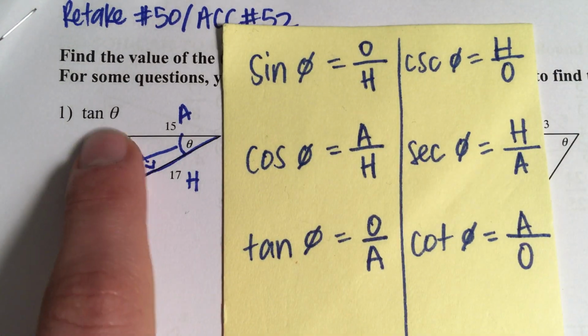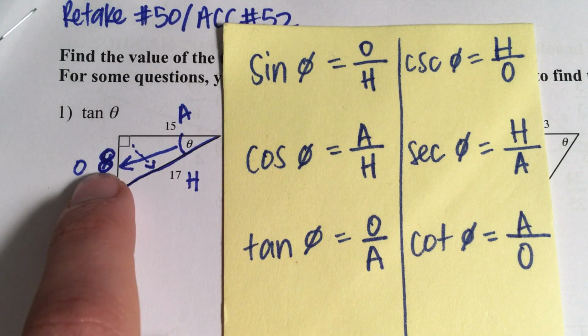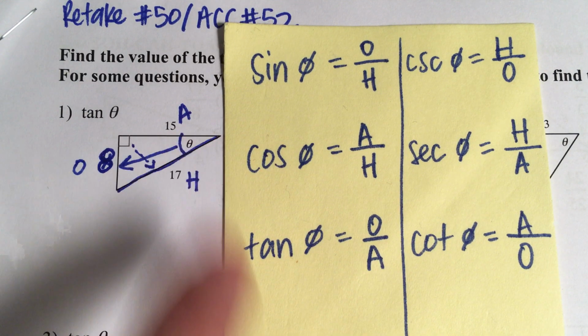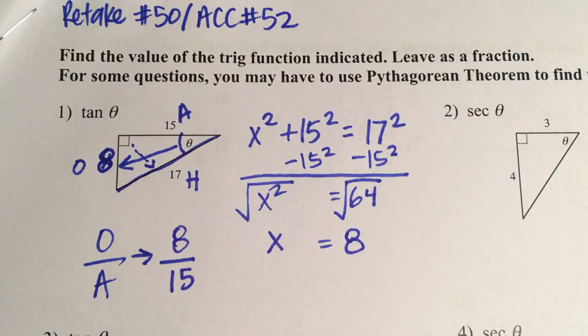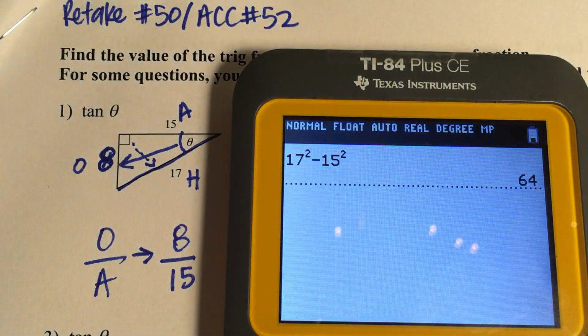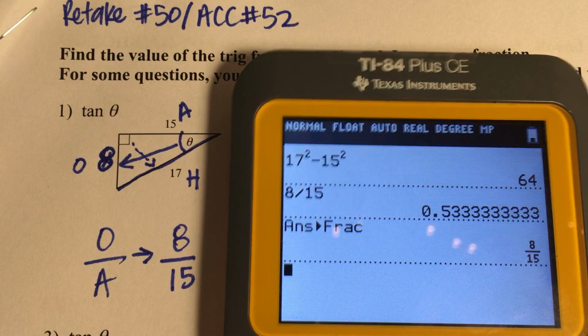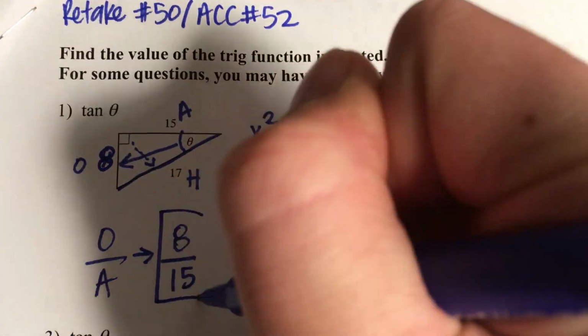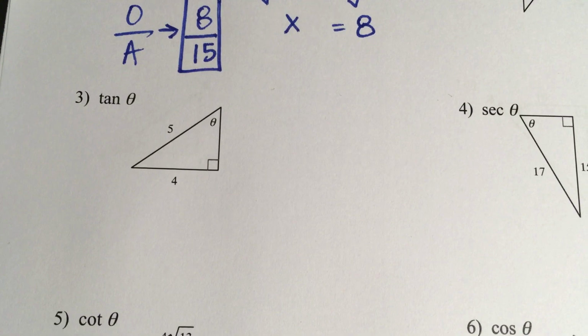So in this case, they're asking us for tangent, so I need to do O over A. I have 8 as my O, so I'm going to have O over A, which is 8 over 15. I want to simplify that if possible. If you don't know how to simplify, you can do 8 divided by 15. Math, enter, enter. It says 8 over 15, so I get my answer 8 over 15. From there, you can just figure out the rest of them.